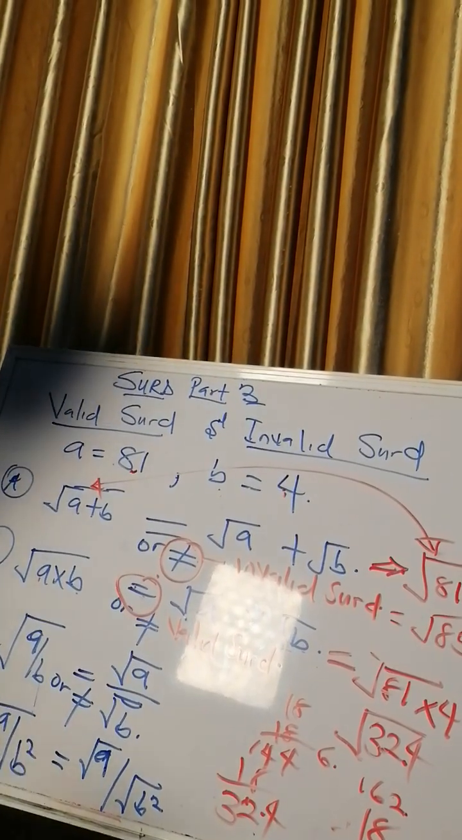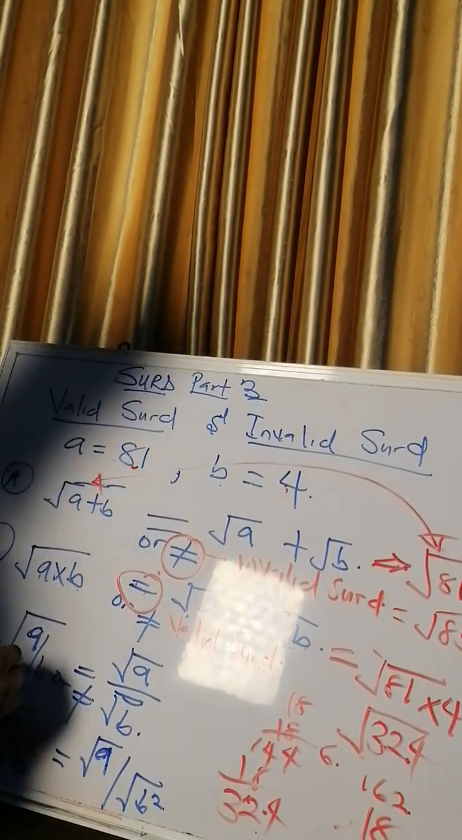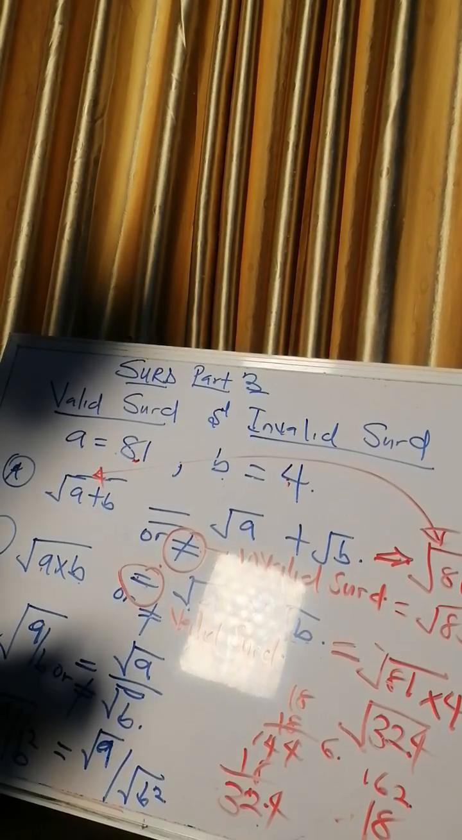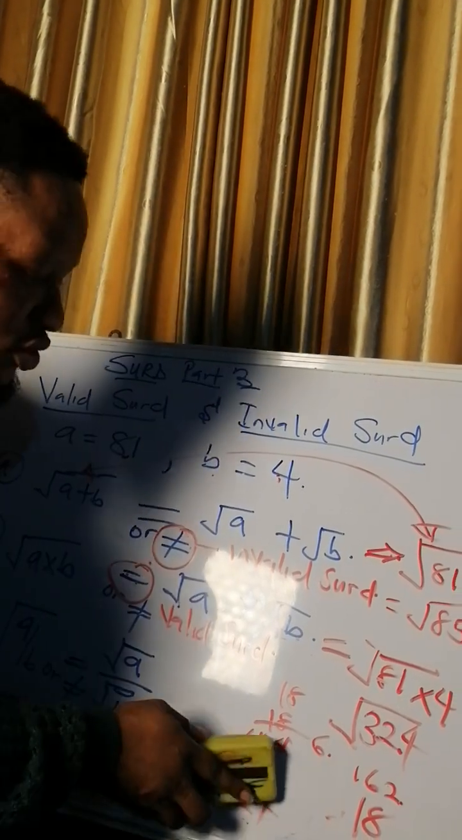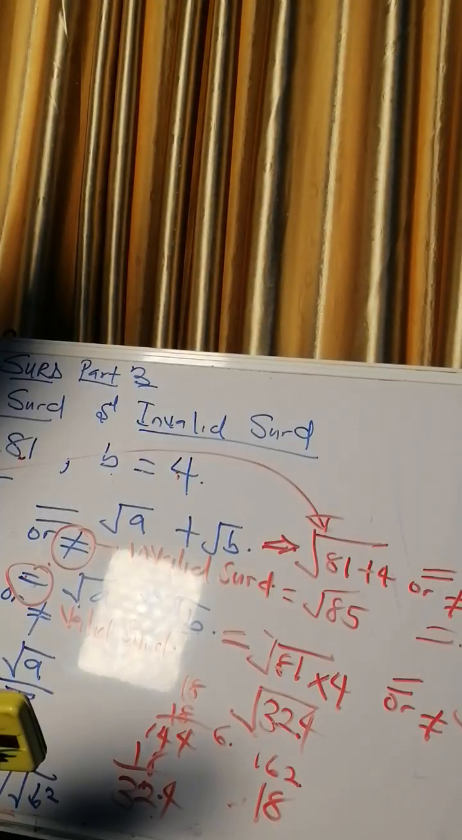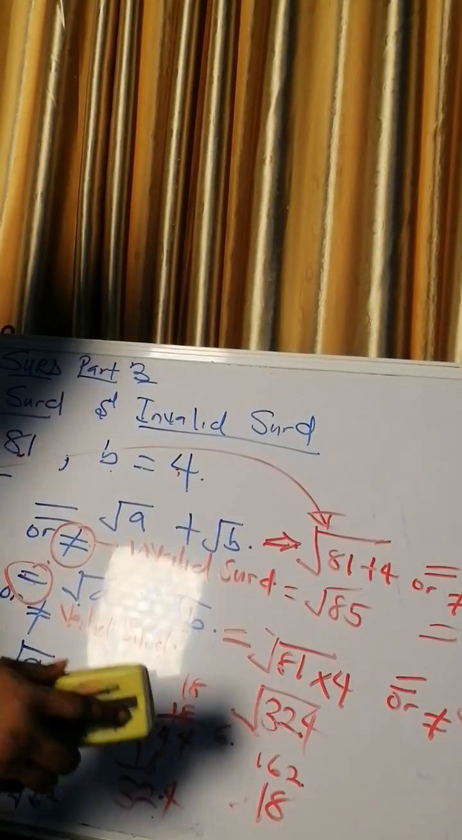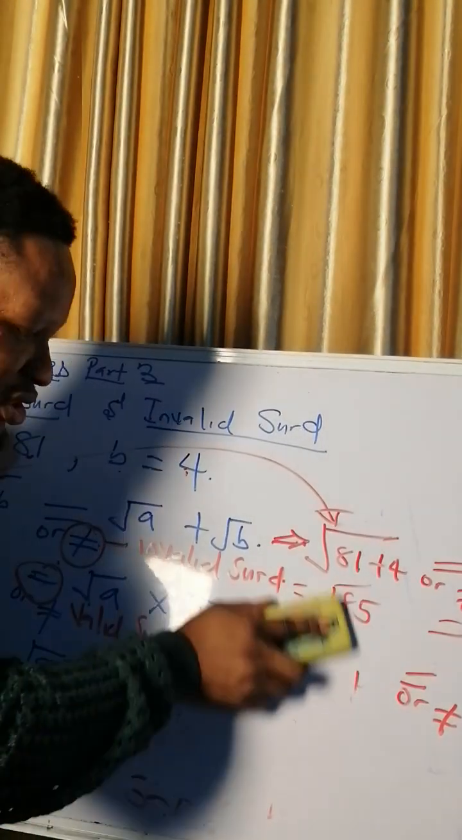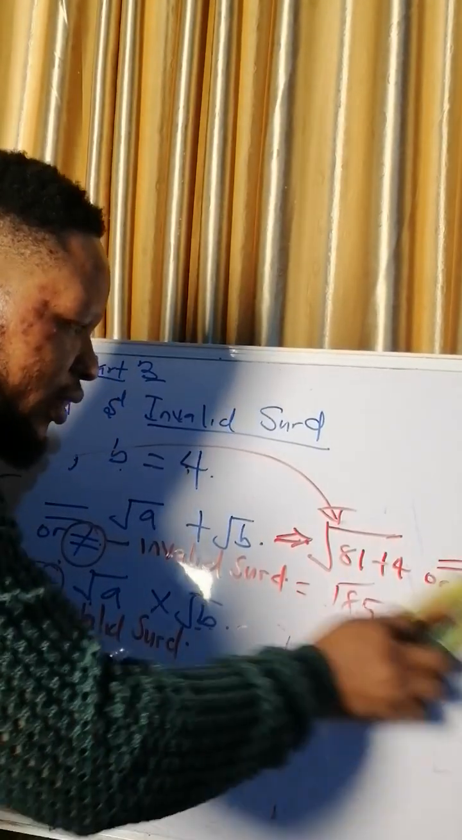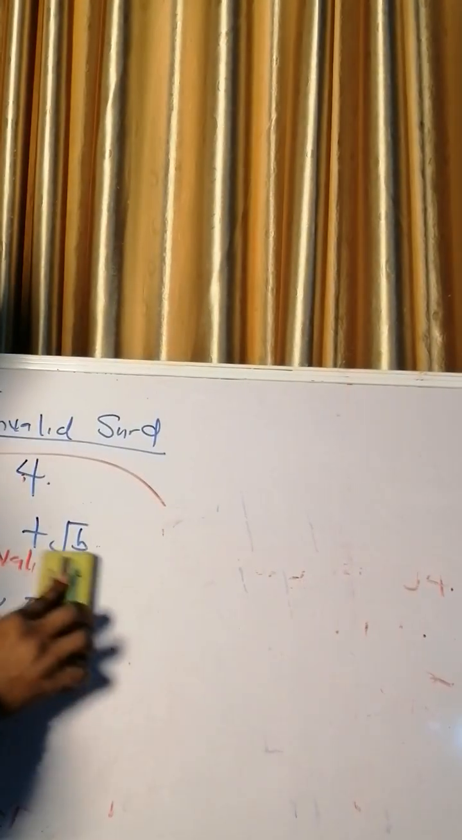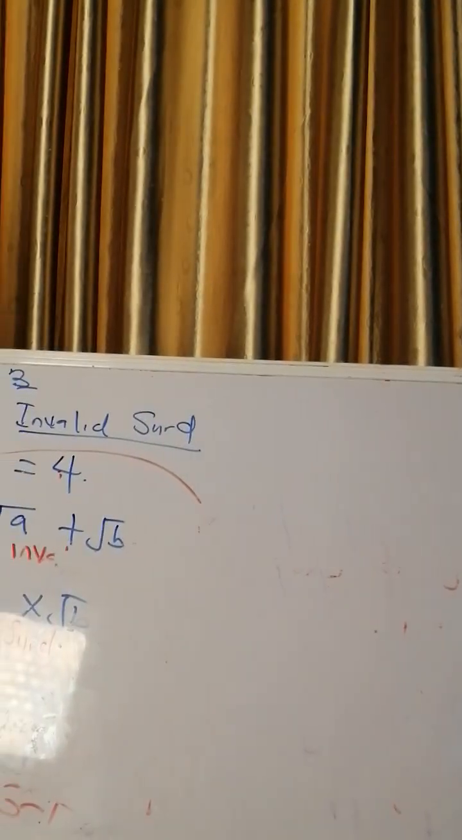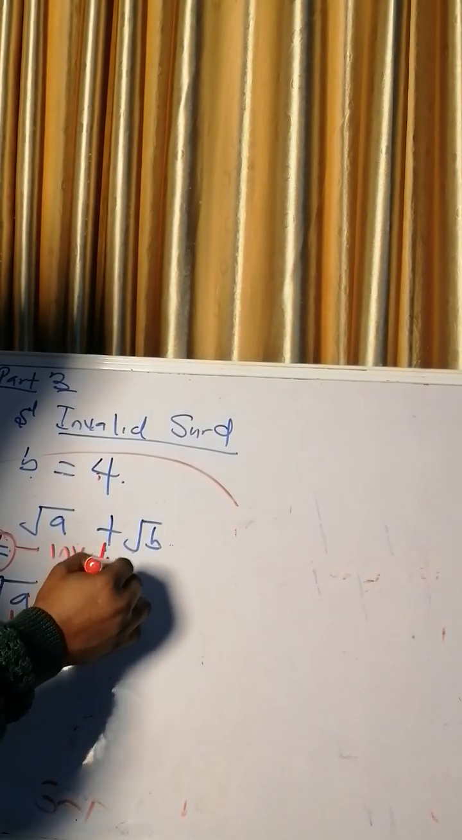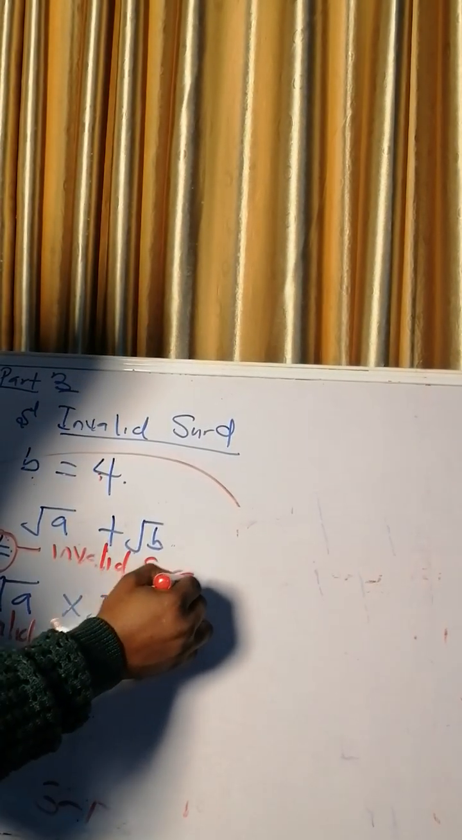So here too, if we do the same here, let me clean this part. I believe you understand this. So we'll still solve more than enough questions. It's not how far, but how well. I'm just trying to explain this one to you. So from what we've done so far, this one is invalid surd.